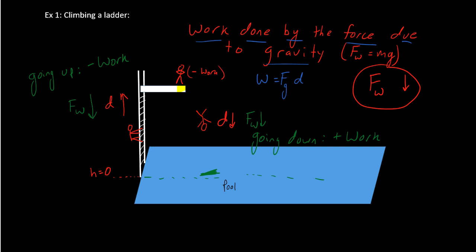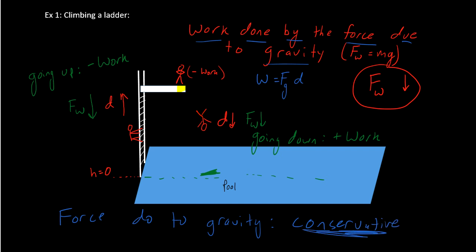So the force done by gravity, here is a key thing you should write down. The force due to gravity. The weight. It's a conservative force. It can be undone. So that's an example of a conservative force.